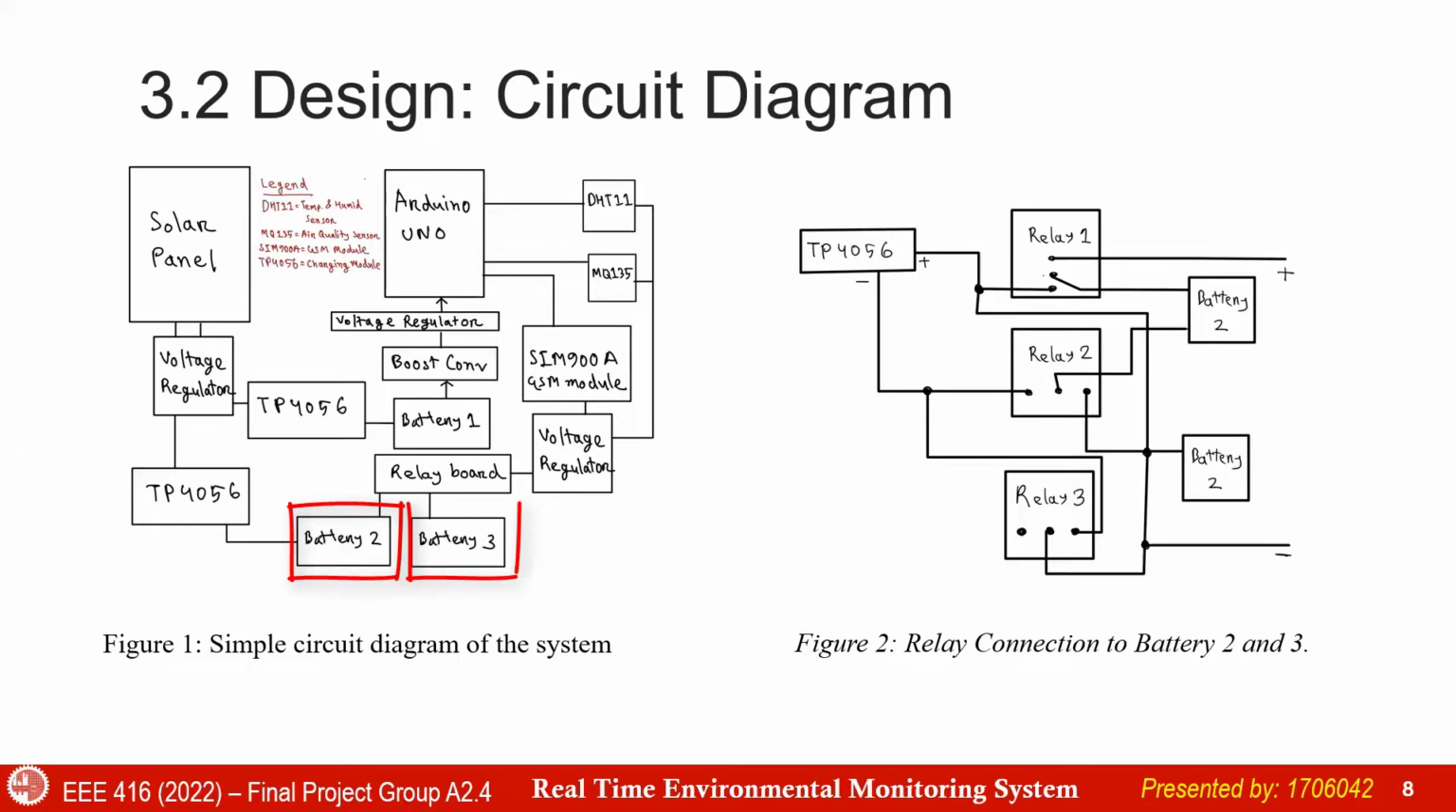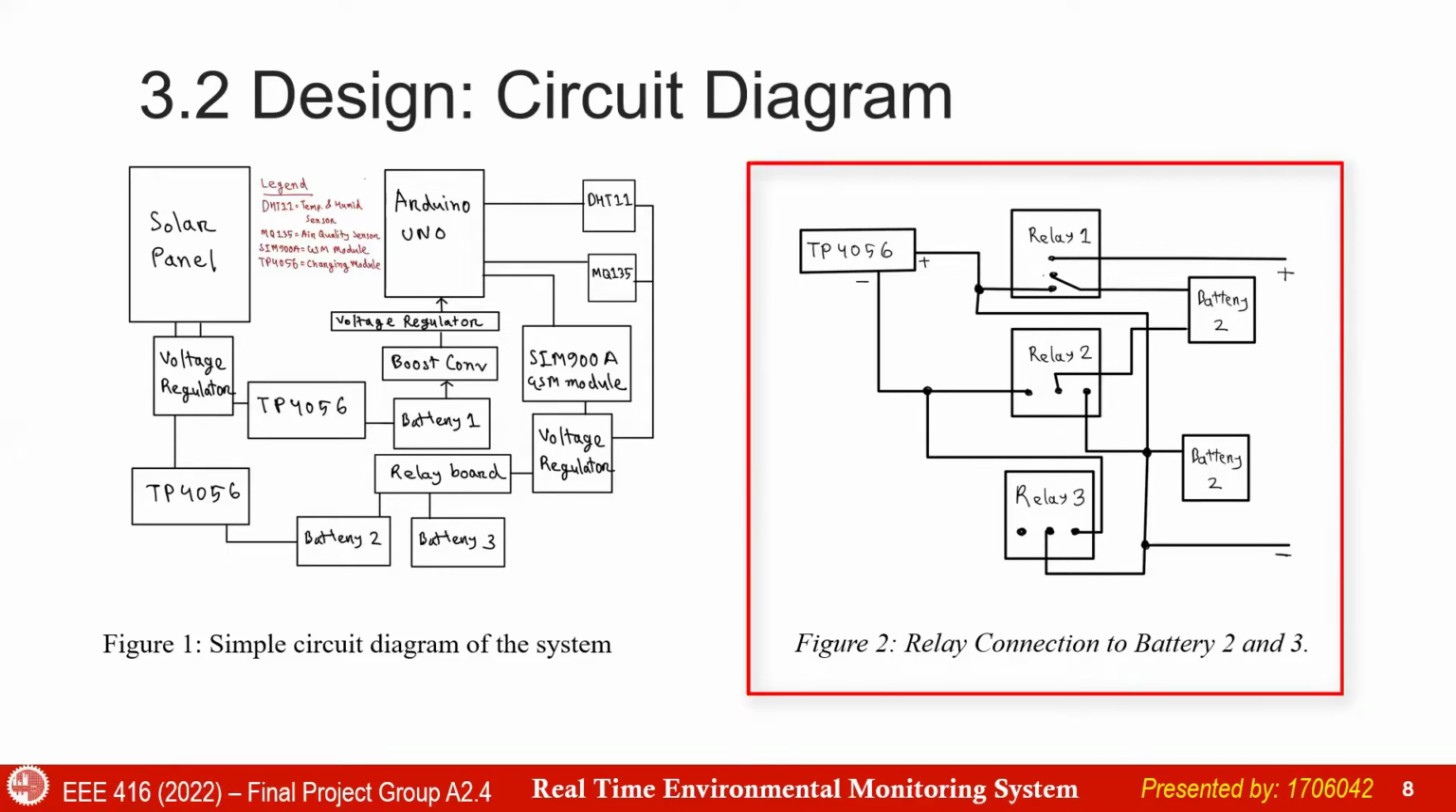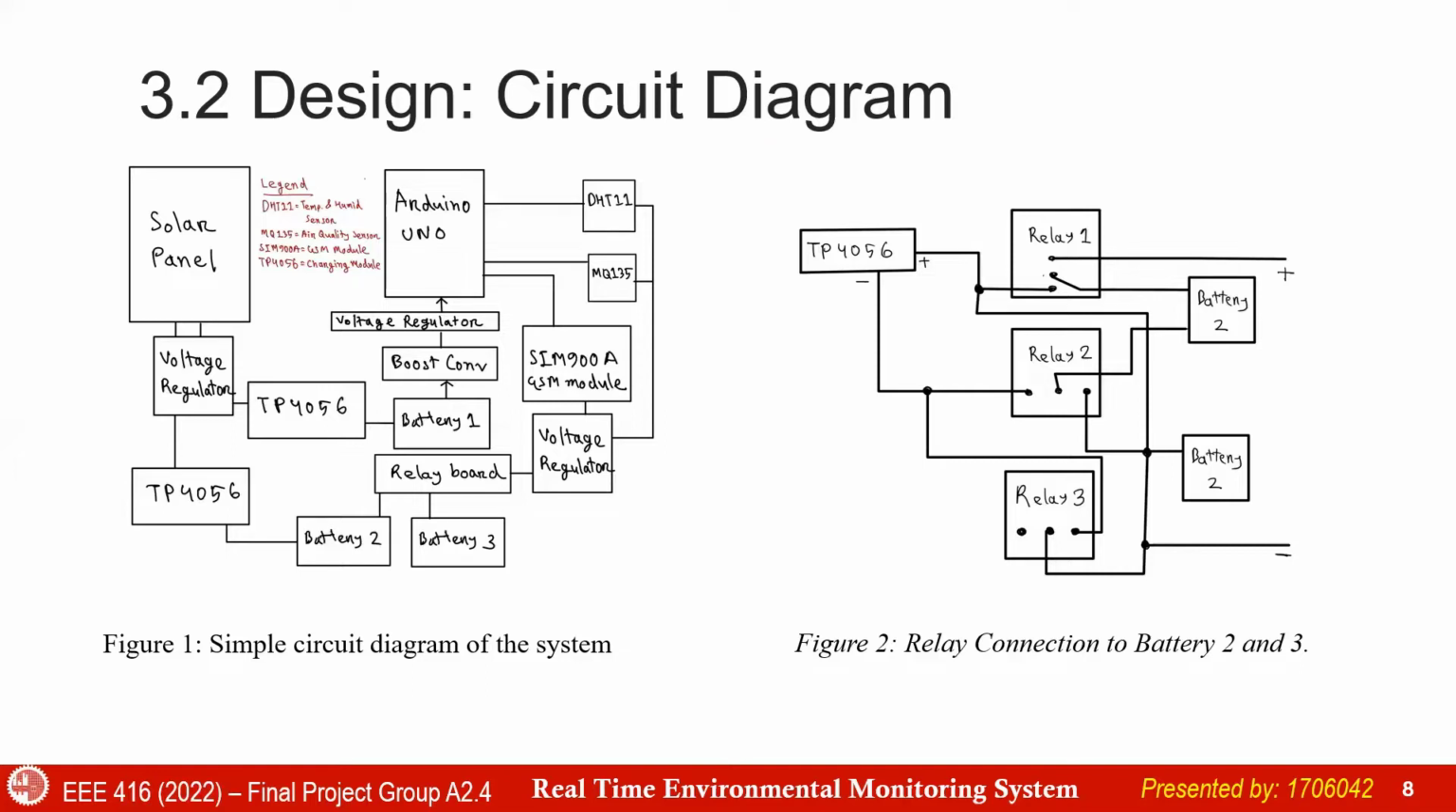Battery 2 and 3 are connected to the relay board. While in discharging mode, battery 2 and 3 are connected in series via the relay connection. We can see the relay connection in the figure. 3 relays were used to implement the whole charging and discharging of battery 2 and 3. Next, to power the GSM and sensors, we used a 5-volt voltage regulator and the series connected 3.7-volt batteries. The sensors and GSMs were also connected to the Arduino for processing the sensor values and transmitting the values via the GSM module to the server.